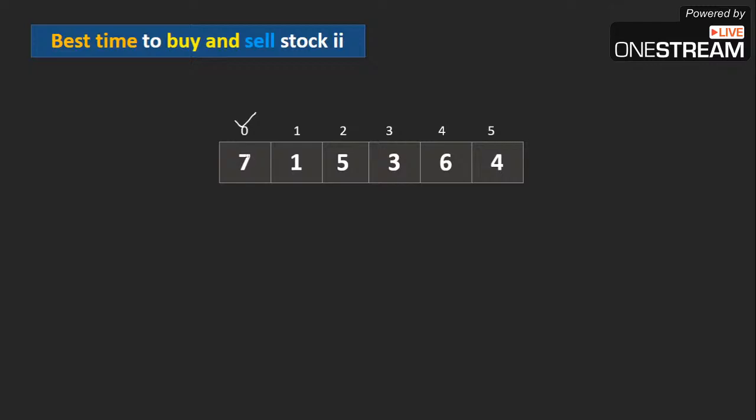Okay, so if we buy at this price and if we sell at this price, we will have the profit 4. And if we buy at this price and if we sell at this price, we will have the profit 3. So the maximum profit we can make is 7. So for this given array of integers, we have to return 7.